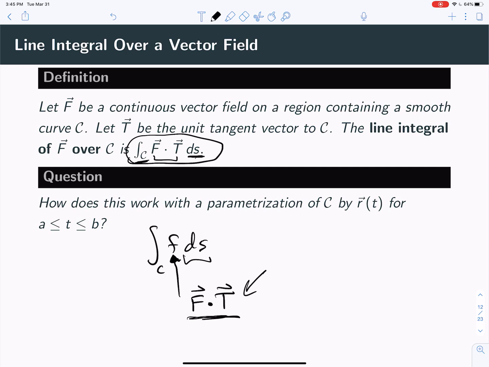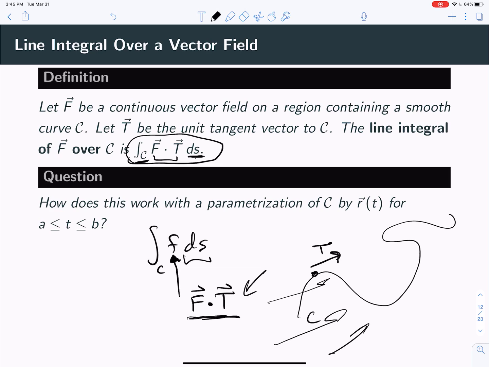And the way you want to imagine that is, let's say you're on some curve here. Well, the tangent vector would tell me what direction you're going along the curve. And maybe there's wind that's blowing you at the same time as you go along this path. Well, if the wind is, say, the vector field F, then when you dot product F with T, if the wind is blowing with you, you'll get a positive number. So you'll get a positive contribution.